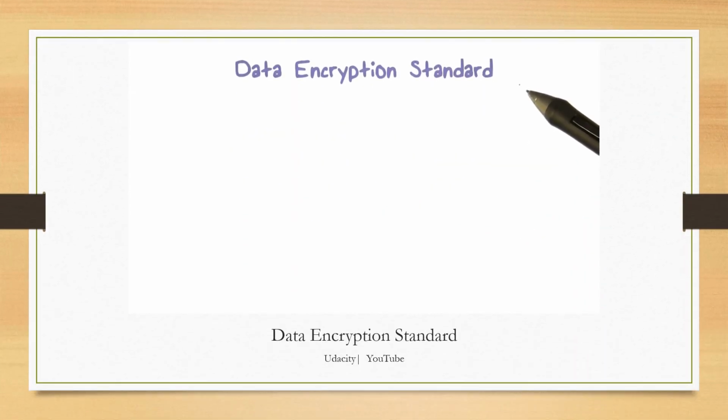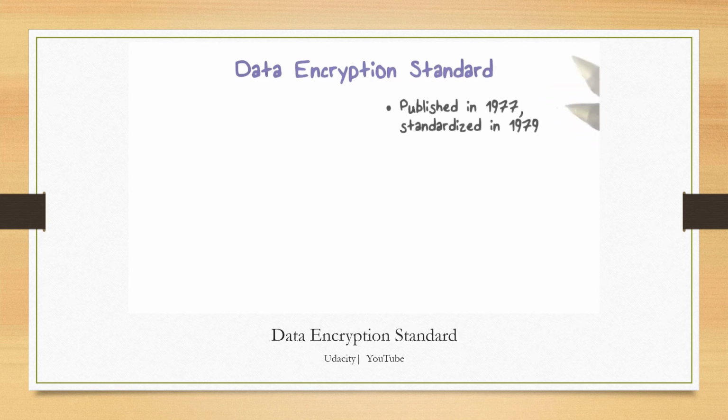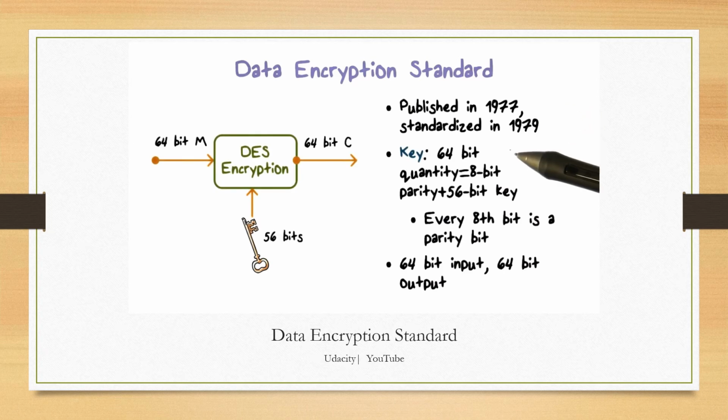A widely used symmetric encryption scheme is based on the Data Encryption Standard, or DES. It was published in 1977 and standardized in 1979. In DES, the key is 64-bit, which is 8 bytes. But for each byte there's one parity bit. Therefore, the actual value in the key is only 56-bit. And the output ciphertext is again a 64-bit block.